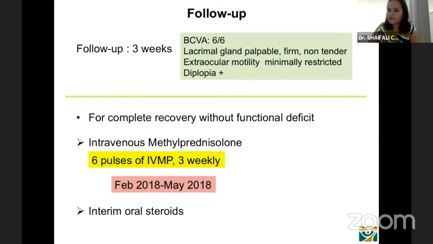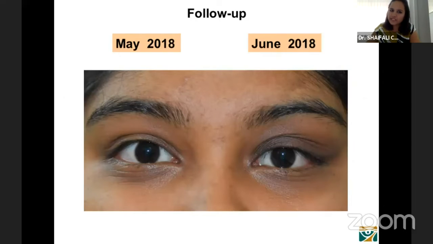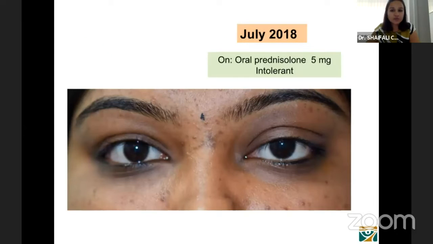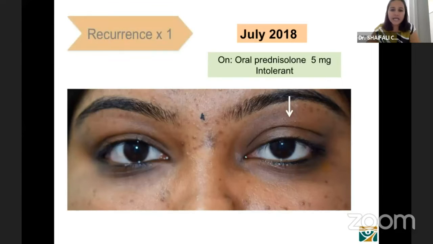But for complete recovery without any functional deficit, we went ahead with 6 pulses of IVMP, 3 weekly, which she received from February to May, with interim oral steroids that were given to her. In May, she did well. In June, she did really well. But in July, although she was on oral prednisolone, she was really unhappy because she was not tolerating the oral steroids very well. As you can see, the skin had pigmentation, Cushingoid facies. She had her first recurrence in the left eye.